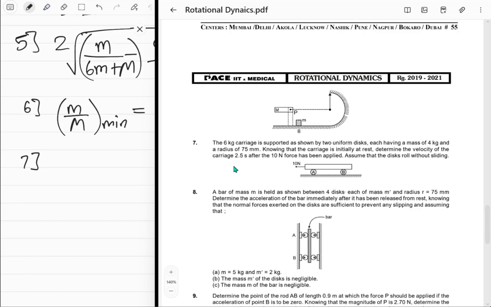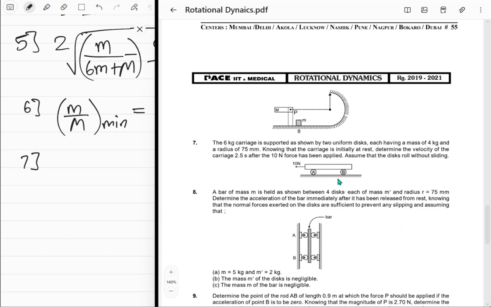A 6 kg carriage is supported as shown by 2 uniform discs, each having a mass of 4 kg and a radius of 75 millimeter. So these two discs, okay. Knowing that the carriage is initially at rest, determine the velocity of the carriage 2.5 seconds after a 10 Newton force has been applied.